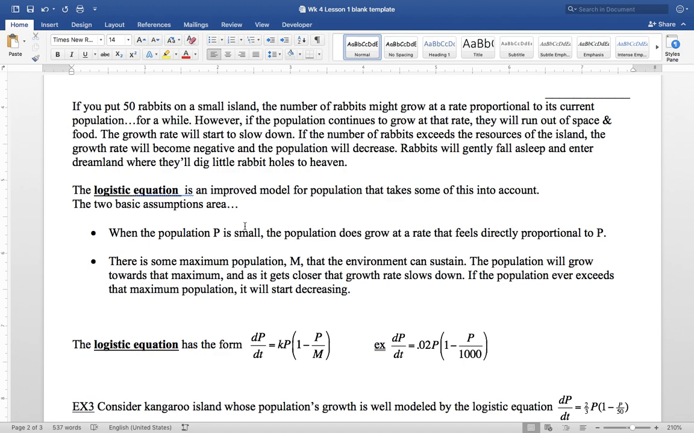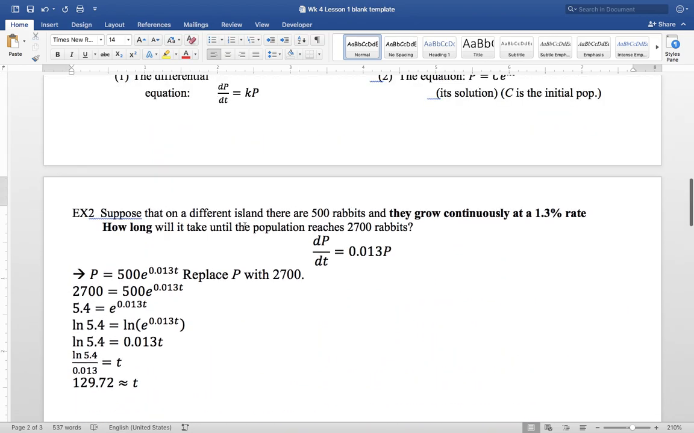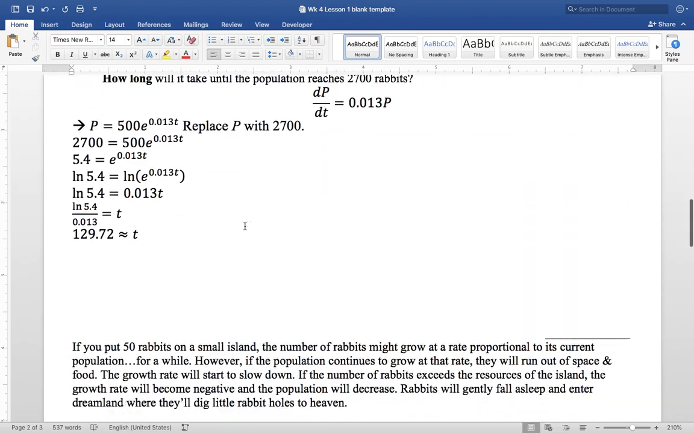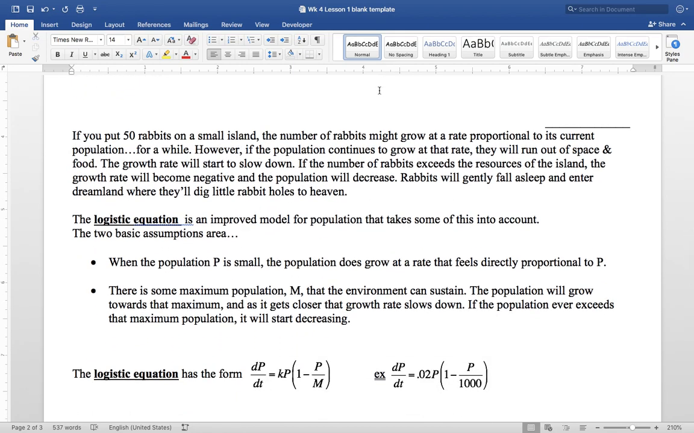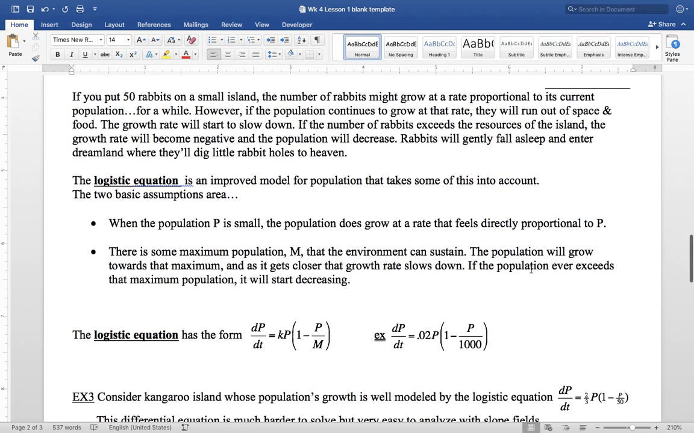If you put 50 rabbits on a small island, the number of rabbits might grow at a rate proportional to its current population. That's what we were just looking at in this whole first portion of the worksheet, right? Population growing at a rate proportional to the current population. However, if the population continues to grow at that rate, they will run out of space and food. The growth rate will start to slow down. If the number of rabbits exceeds the resources of the island, the growth rate will become negative and the population will decrease. Rabbits will gently fall asleep and enter dreamland, where they'll dig little rabbit holes to heaven.